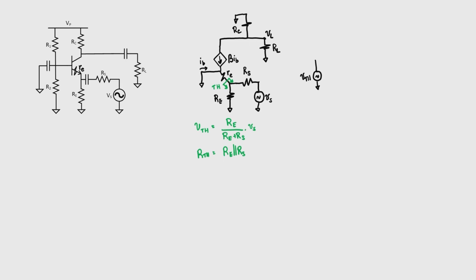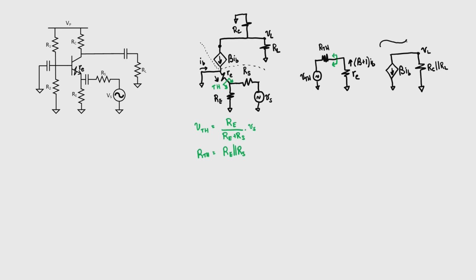So we now have our Thevenin equivalent voltage source and our Thevenin equivalent resistance. We then have resistor R sub E going to ground. What's the current flowing through resistor R sub E? Well, it's just beta plus 1 times the base current. Let's now draw the upper part of our circuit. Our current source, beta IB, is just connected to ground, and then the other side of it is connected to two resistors in parallel.